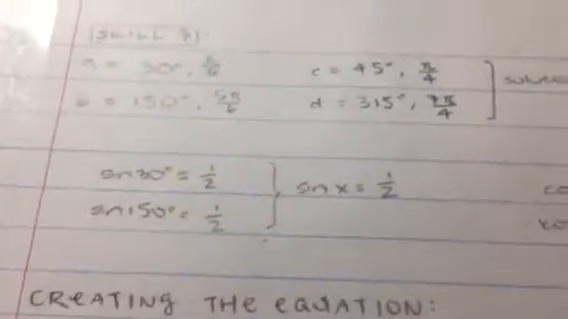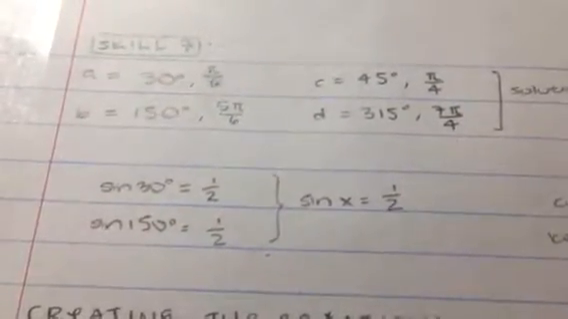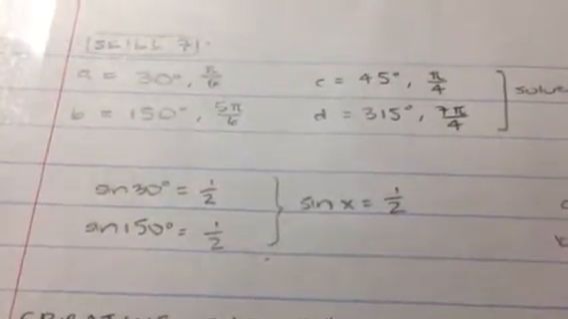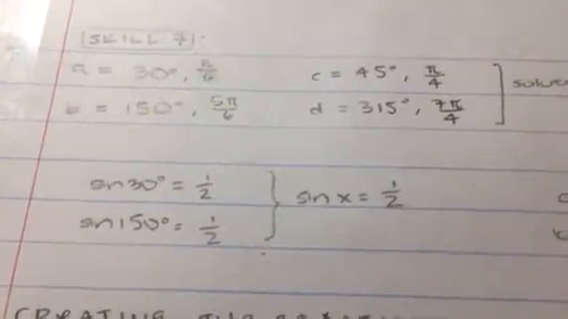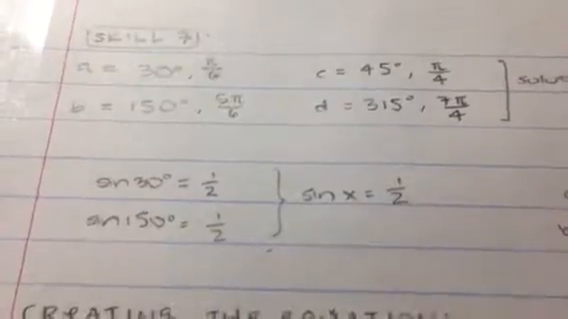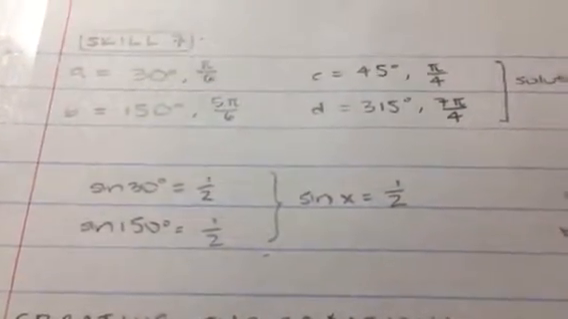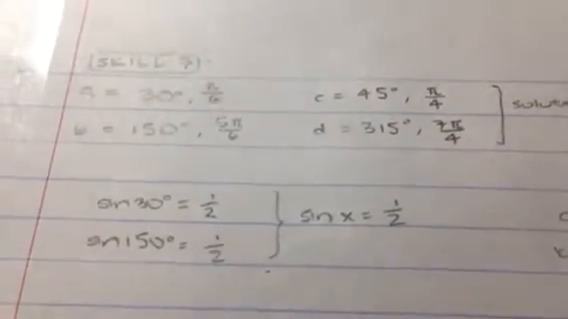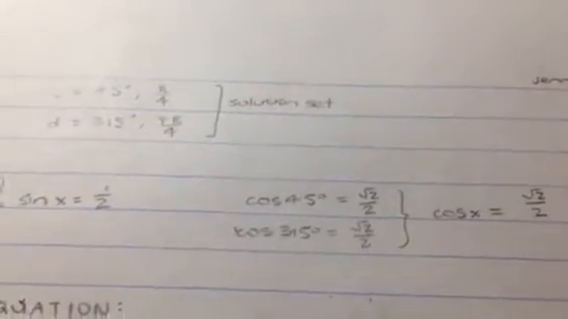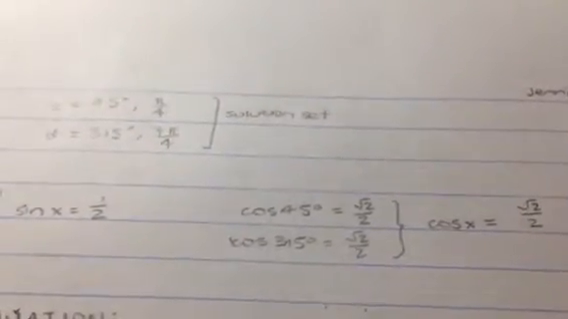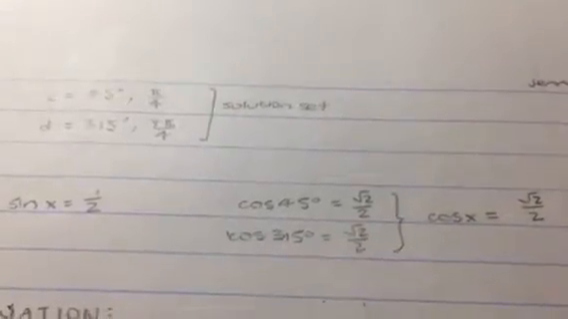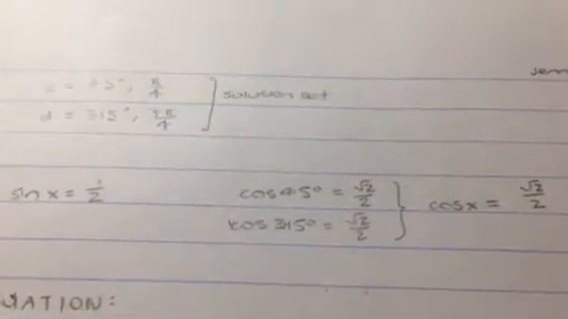And so first, A and B, or 30 and 150 degrees, have the same sine value because 30 is in the first quadrant and 150 is in the second quadrant. So both of their sines are 1/2, and they're both positive because of the quadrant they're in. And then 45 degrees and 315 degrees both have positive cosine values because 45 degrees is in the first quadrant and 315 degrees is in the fourth quadrant.